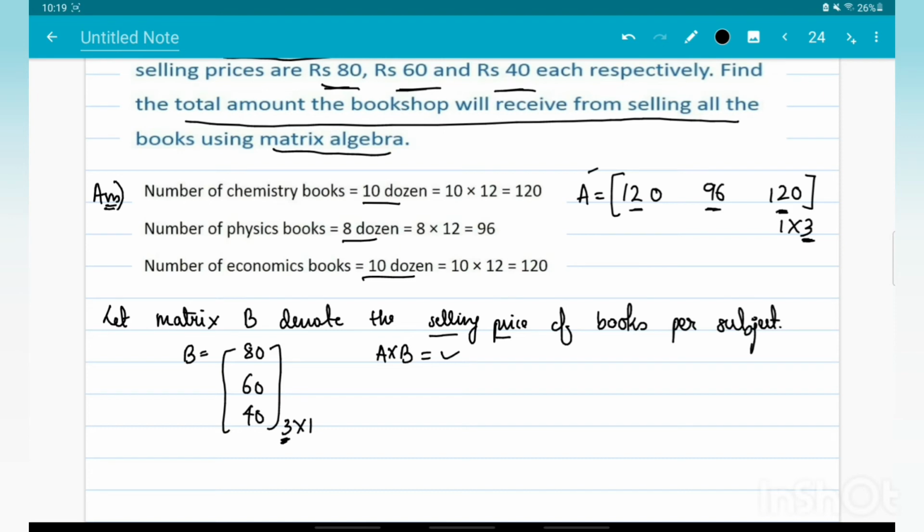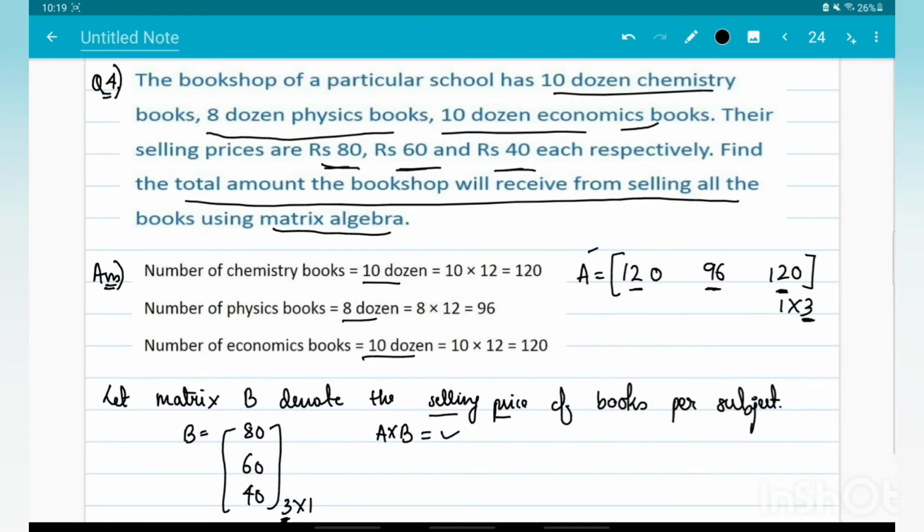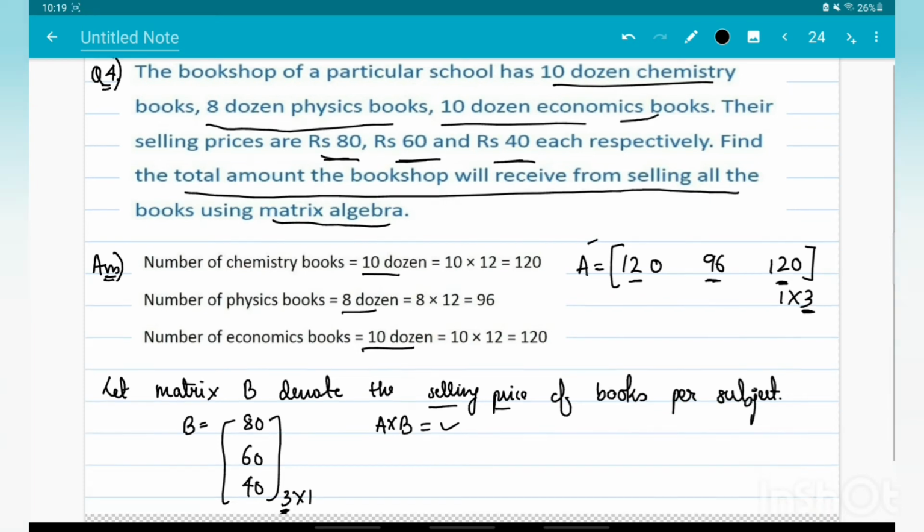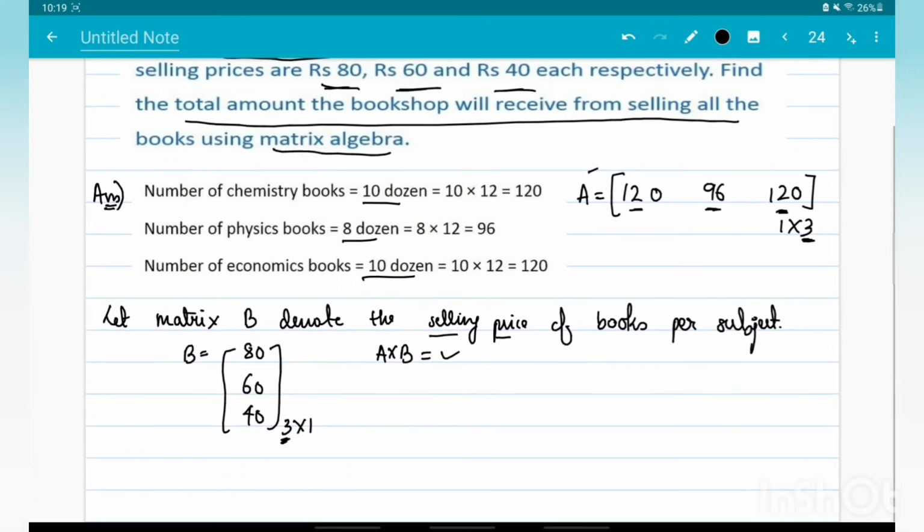So whenever you get such kind of questions and they ask you to do it by matrix algebra, always take the two quantities that they have given to you, one as a row matrix and the second one as a column matrix, okay. That is like a general convention that you take, and then your matrix multiplication will be possible.